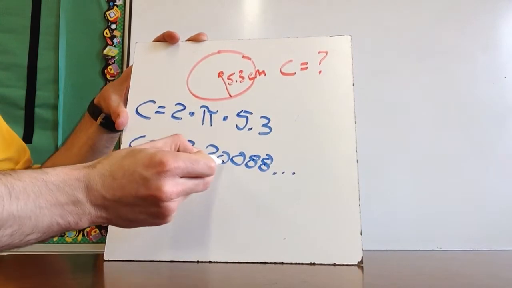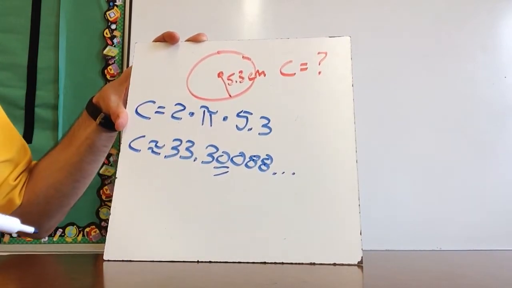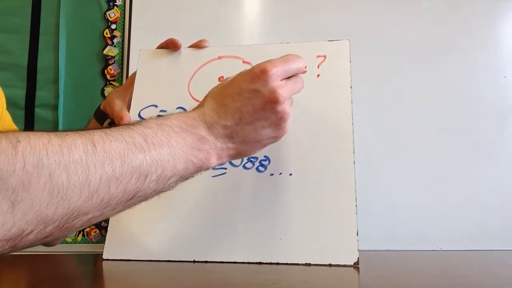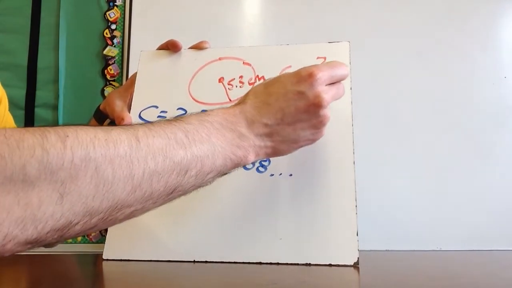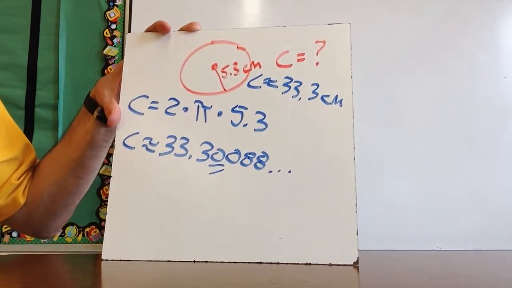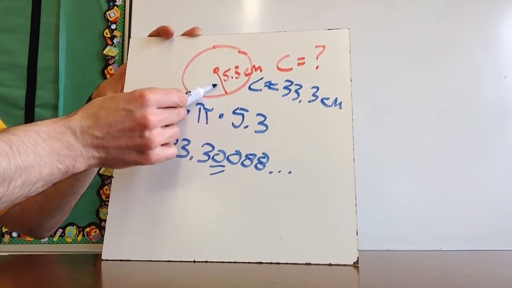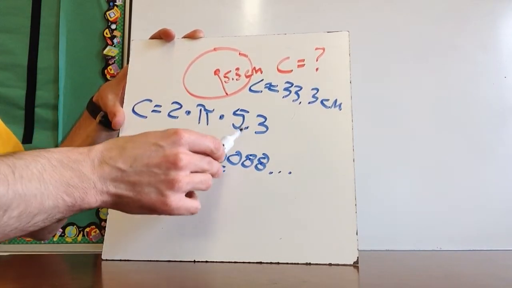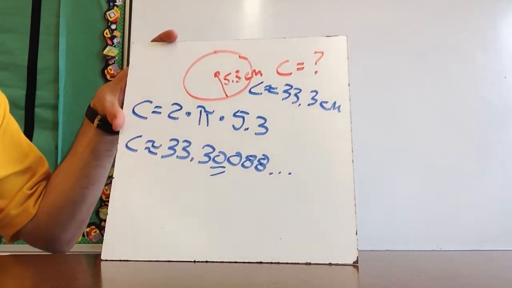33.30088... Since I'm rounding to the nearest tenth, this 0 tells me to leave the 3 alone, and so the circumference is approximately 33.3 centimeters. Okay, so this one, because I was given the 5.3, and that is the radius, I knew that I had to use 2 times pi times radius.